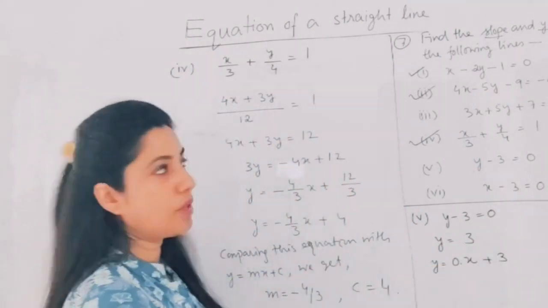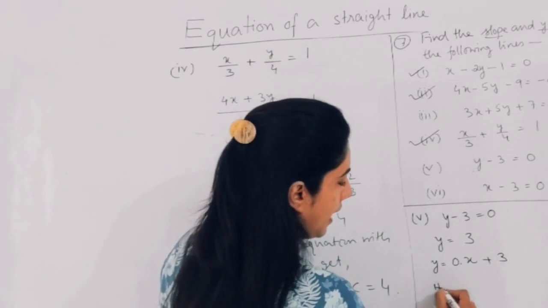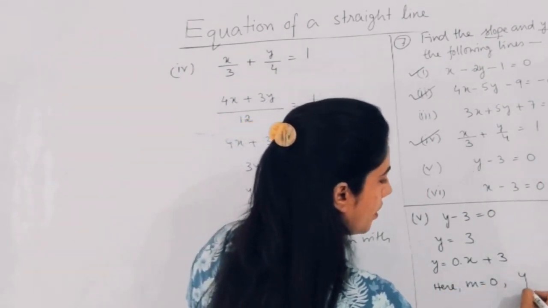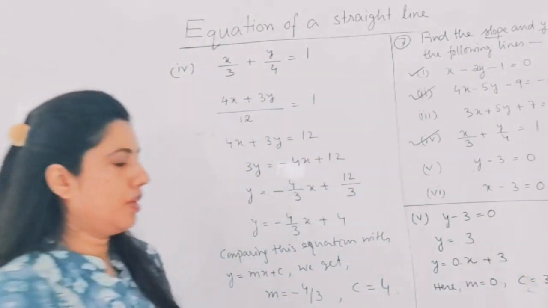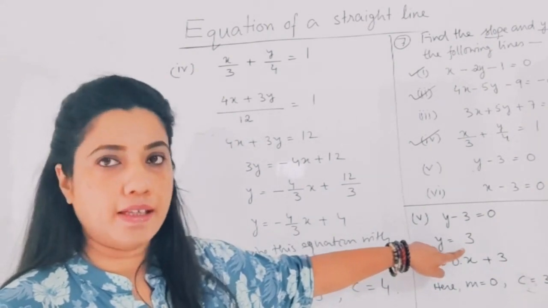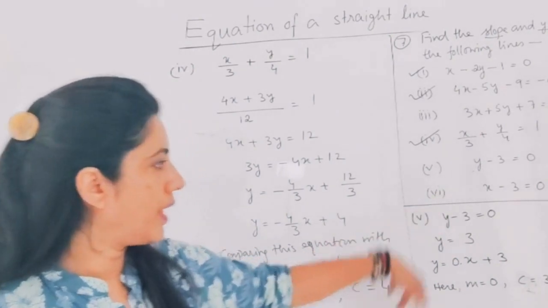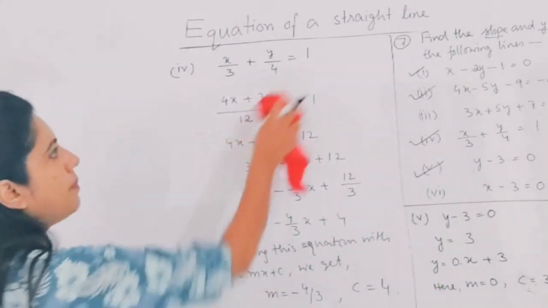Now compare this equation with the standard form, y is equal to mx plus c. Here we get m is 0 and c is 3. Y is equal to 3. That means this is parallel to the x-axis. Since it is parallel to the x-axis, the slope is 0. So we can directly get it from here. Okay? Let us do the last sum.